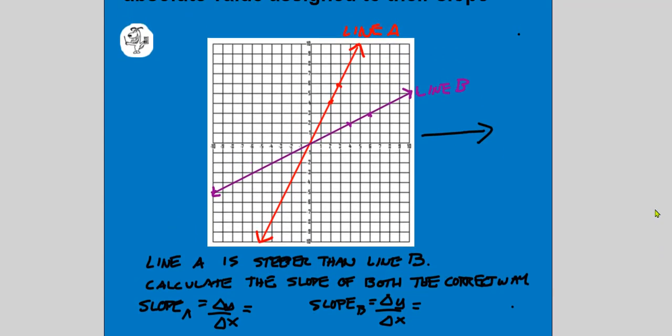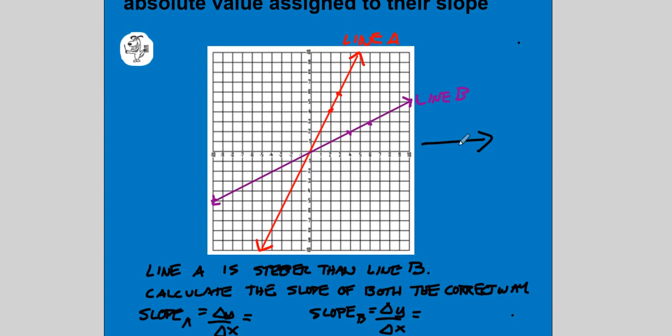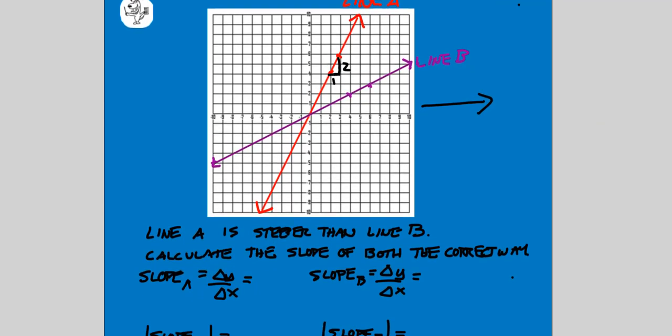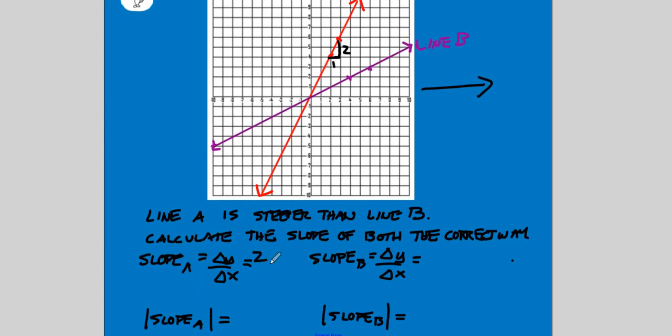So let's calculate the slope of both, a correct way, I should say. So I'm going to draw a right triangle under line A. Notice that for every one unit change in the horizontal, there are 2 vertical unit changes. So the slope is 2 to 1, or 2. I believe it is 2 to 1. So for line B, notice to go from here to here, I have to travel 2 units horizontally and 1 unit vertically. So the slope of B is 1/2. And that's what I want.